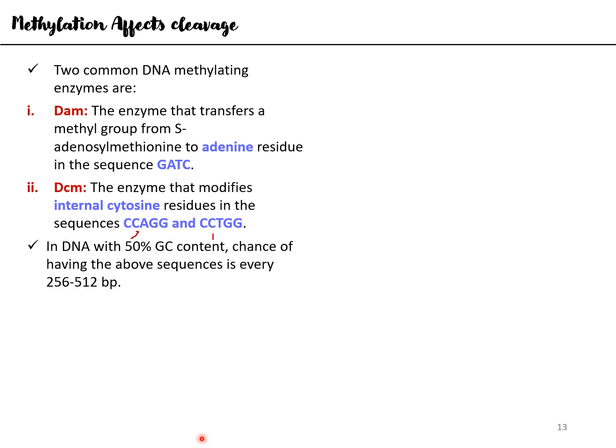In DNA with 50% GC content, the chance of having the above sequences is every 256 to 512 base pairs.